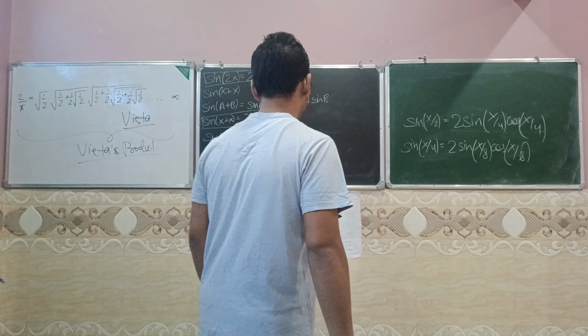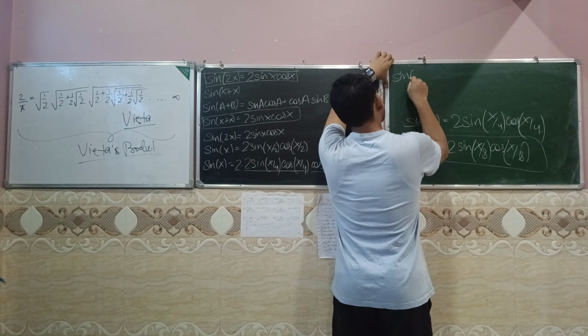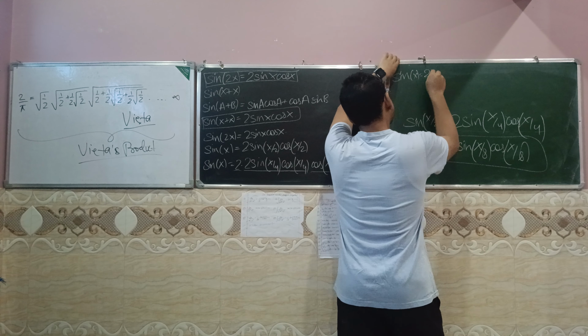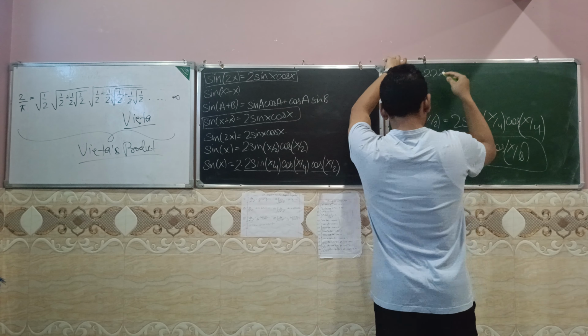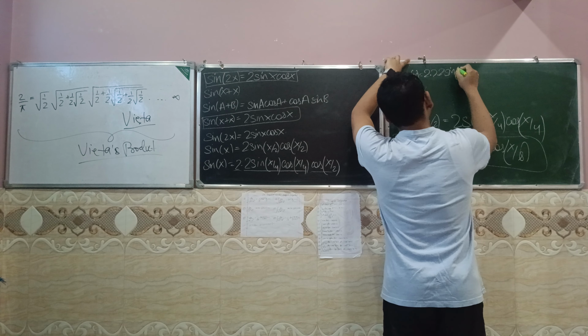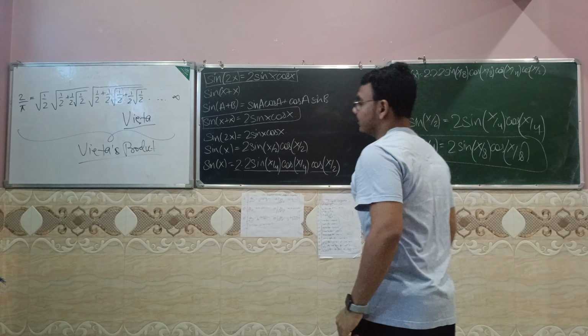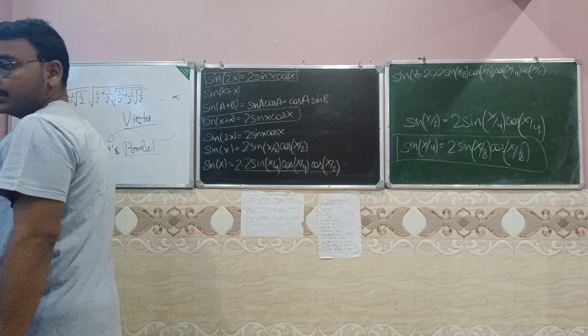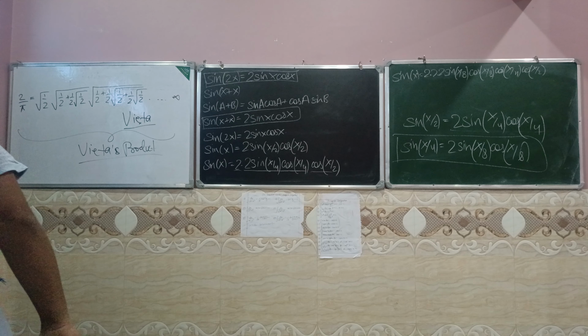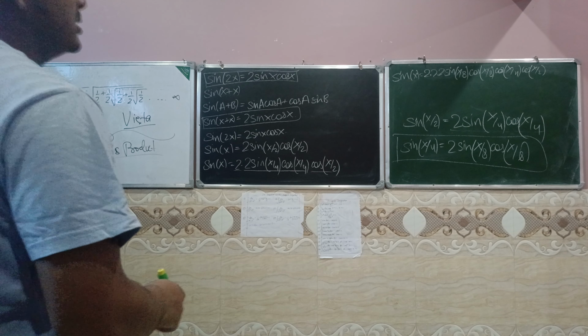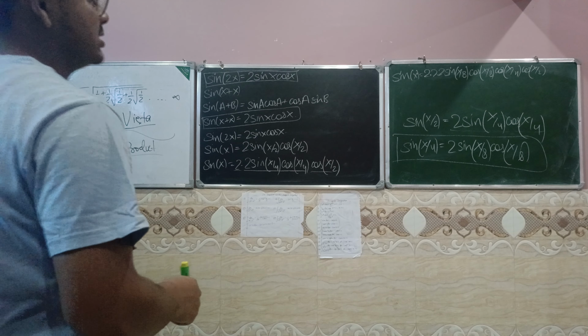Again, I'm going to open this sine of x over 4 as I just did here. So sine of x can be represented as 2 times 2 times 2, sine of x over 8 times cosine of x over 8 times cosine of x over 4 times cosine of x over 2. We are just playing with the sine terms instead of disturbing the cosines and all the twos.